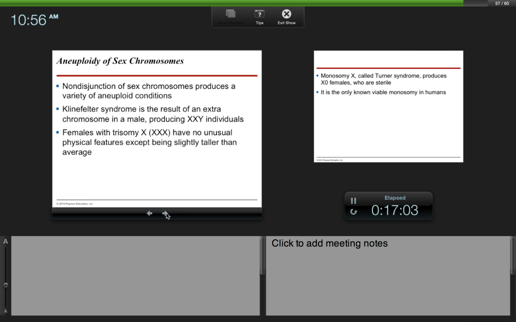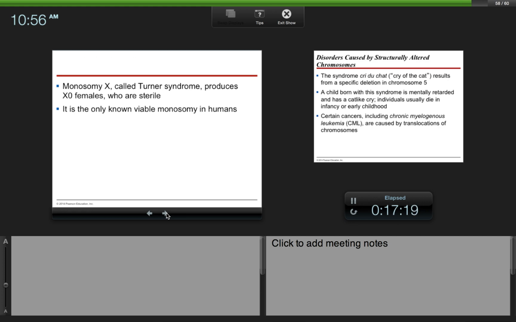Non-disjunction of sex chromosomes produces a variety of aneuploid conditions. Klinefelter syndrome is the result of an extra chromosome in a male, producing XXY individuals. Females with trisomy XXX have no unusual physical features except being slightly taller than average. Monosomy X, or XO, is called Turner syndrome. Females with Turner syndrome are sterile. It's the only known viable monosomy in humans.